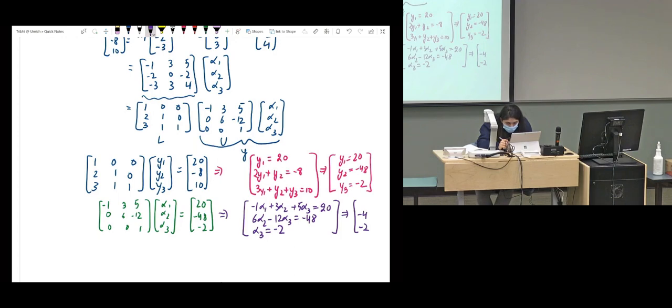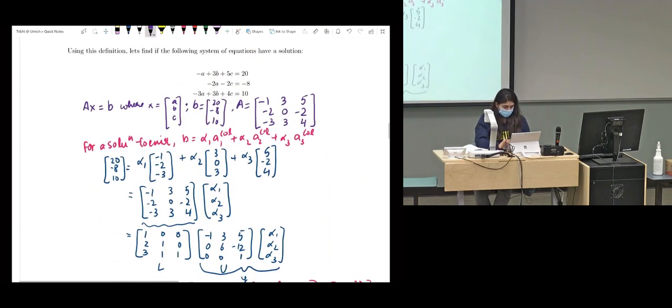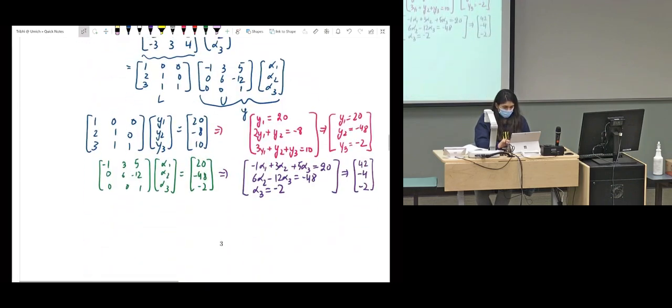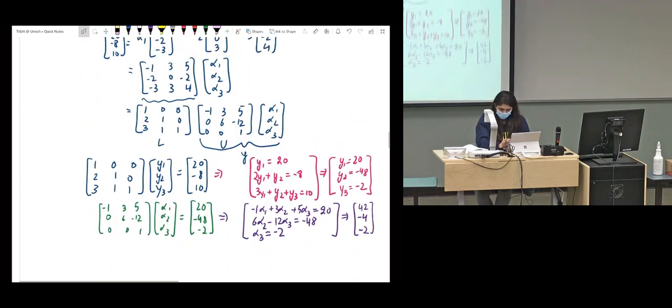And then what does this one become? Alpha 1 is 20 minus, that's +10, 30, +12 is 42. I'll check that solution and I'll update it. But that's what I'm getting right now.